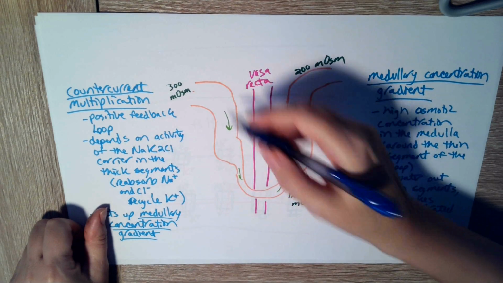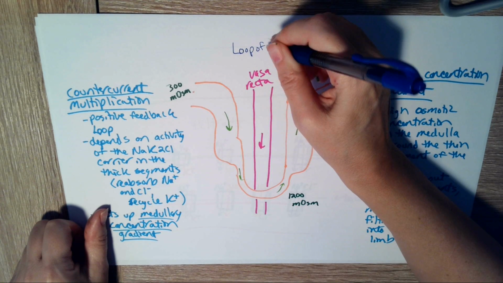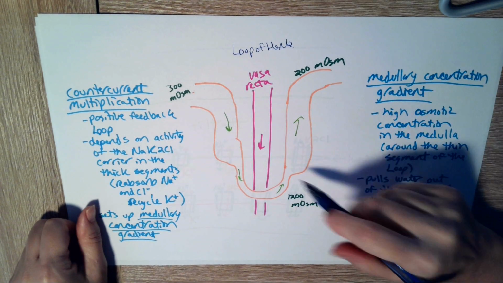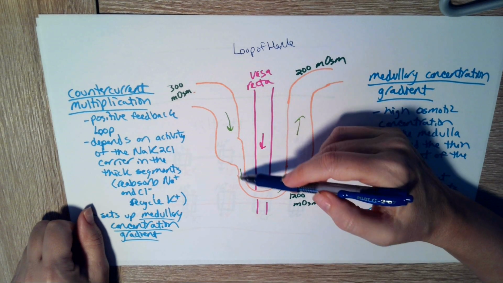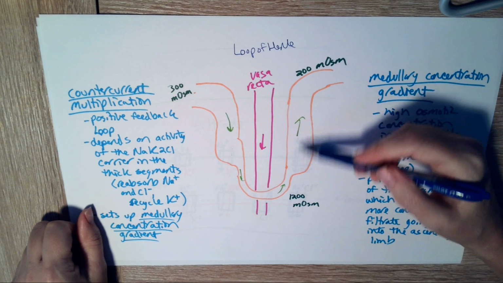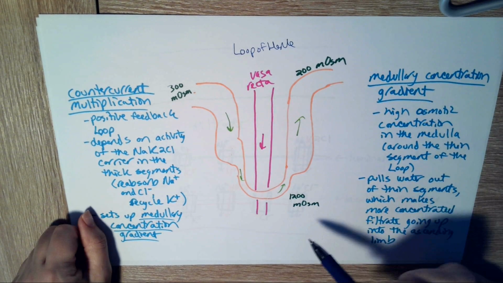So what we're looking at here is just the loop of Henle. We're just focusing on the loop right now, so we're ignoring the proximal convoluted tubule and the distal convoluted tubule for right now. We have the descending limb with a thick segment, then there's a thin segment at the bottom, then the ascending limb with the thick segment that's going to go into the distal convoluted tubule.